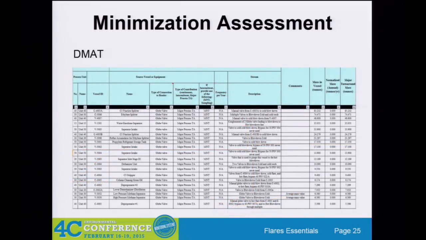This is just a screenshot of the DMAT, so you can see that it's a connection by connection, basically valve by valve analysis of the system.